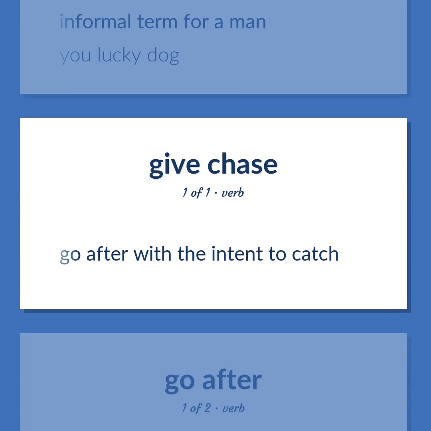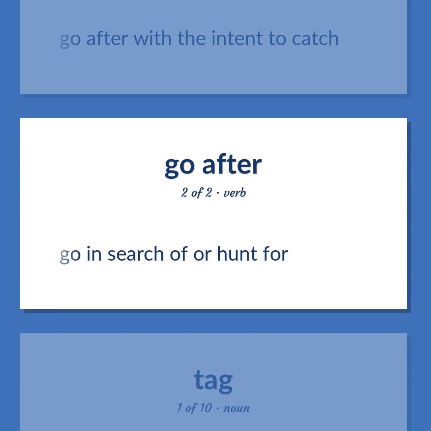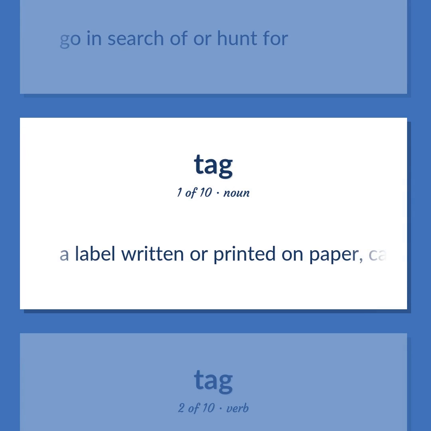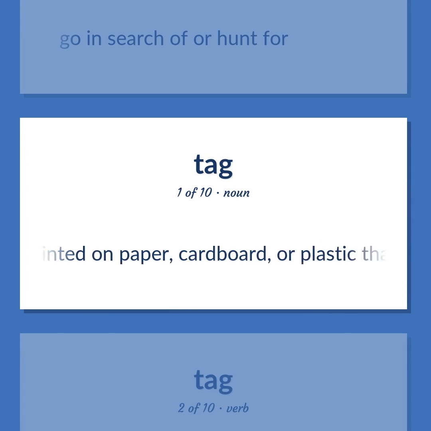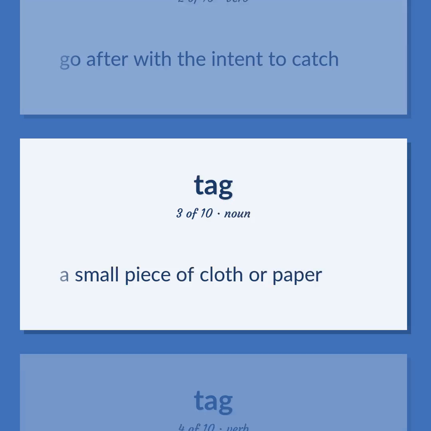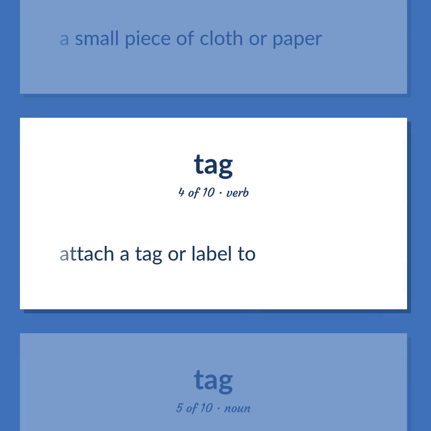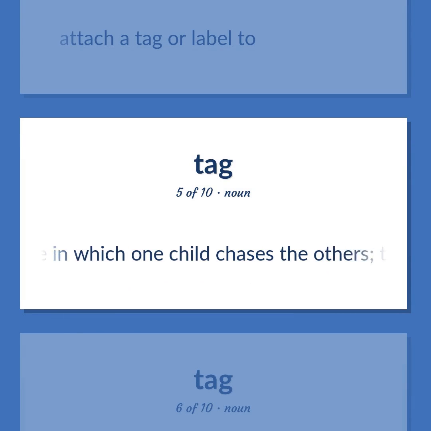Go after with the intent to catch. Go in search of or hunt for. A label written or printed on paper, cardboard, or plastic that is attached to something to indicate its owner, nature, price, etc. Go after with the intent to catch. A small piece of cloth or paper. Attach a tag or label to. A game in which one child chases the others. The one who is caught becomes the next chaser.